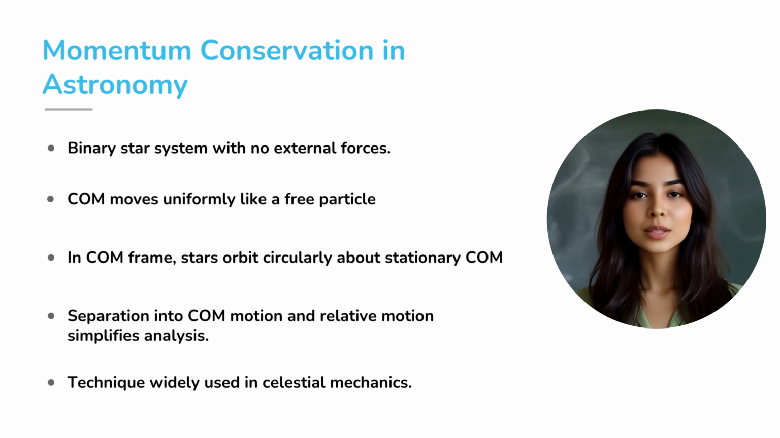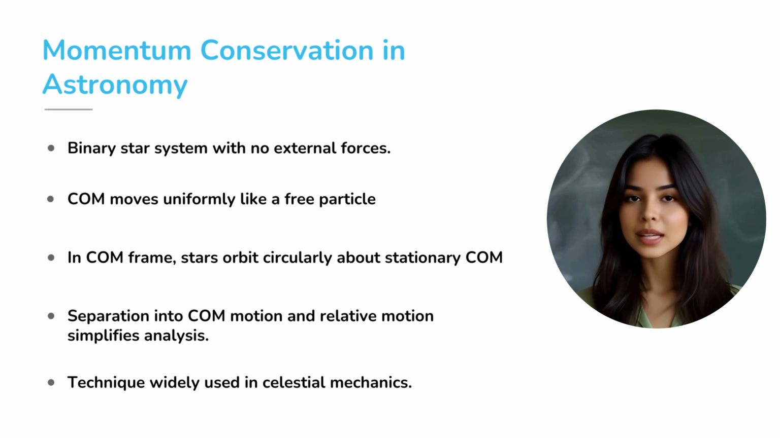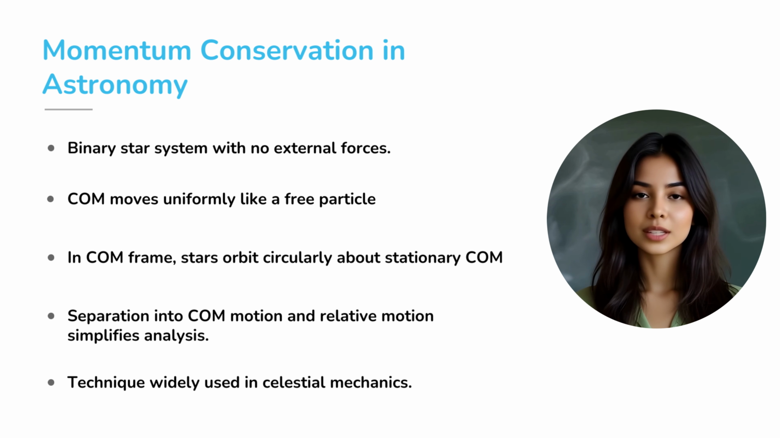Now let's leave the atom and fly to the stars. Binary star systems consist of two stars orbiting each other. If no external forces act, their center of mass moves uniformly like a free particle. In our Earth-based frame, their trajectories look complicated. The COM drifts while the stars orbit around it. But in the COM frame, it looks simpler. The stars move in perfect circles, diametrically opposite to each other. This trick, separating COM motion from internal motion, is what makes celestial mechanics manageable.